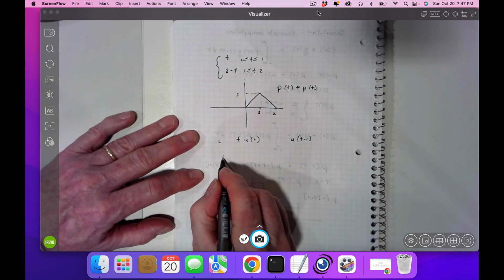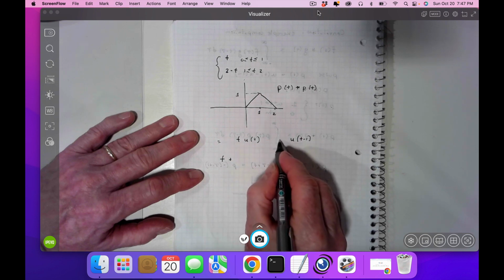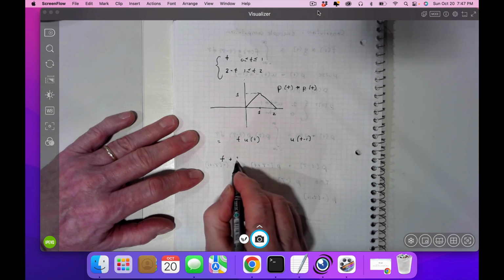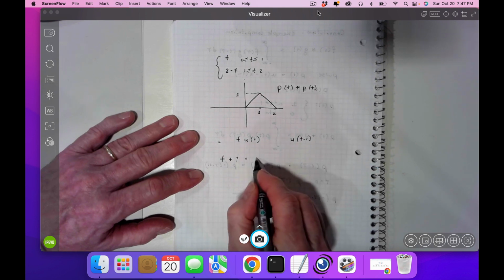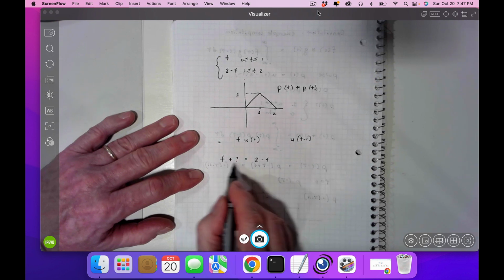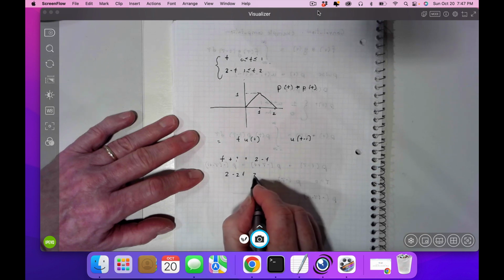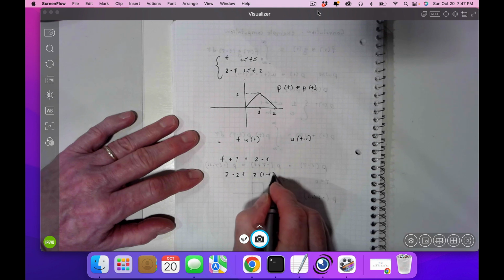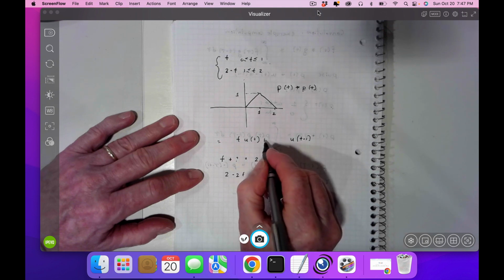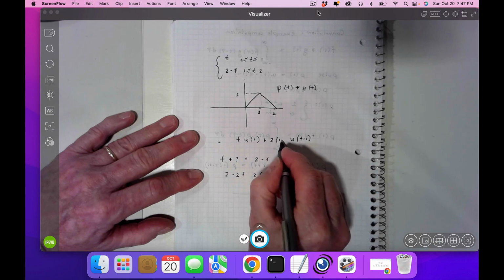So I'm going to take t plus whatever we're supposed to put here, question mark, is equal to 2 minus t. Well, I'll just subtract t from both sides, and it's going to be 2 minus 2t, or 2 times 1 minus t. So this is going to be plus 2 times 1 minus t.